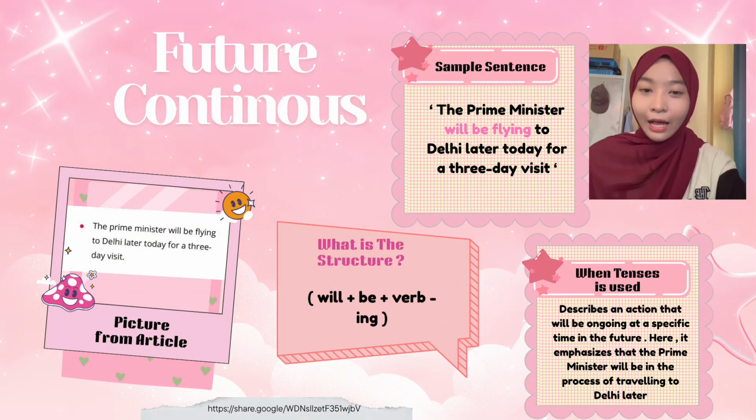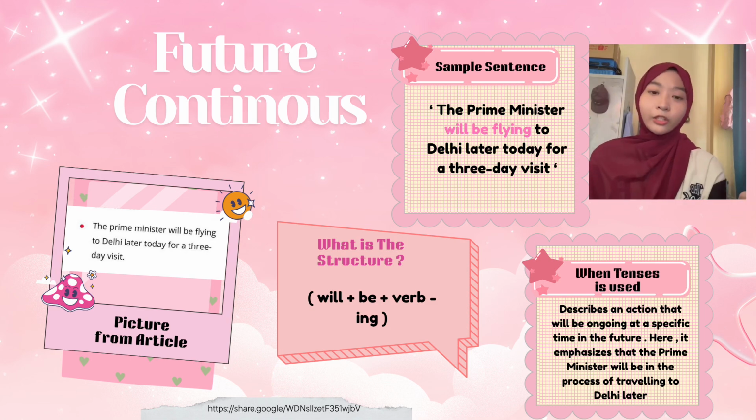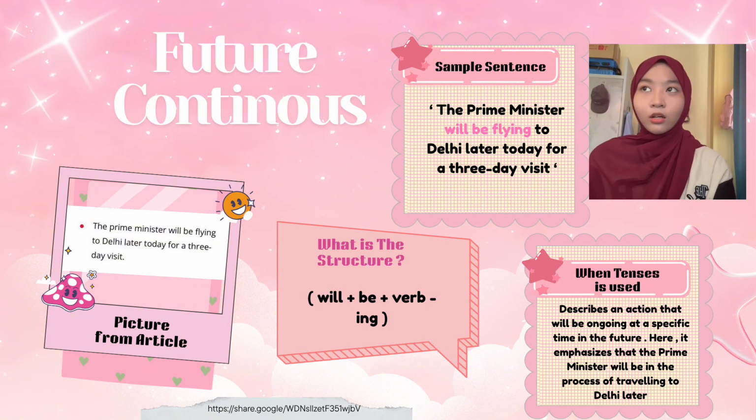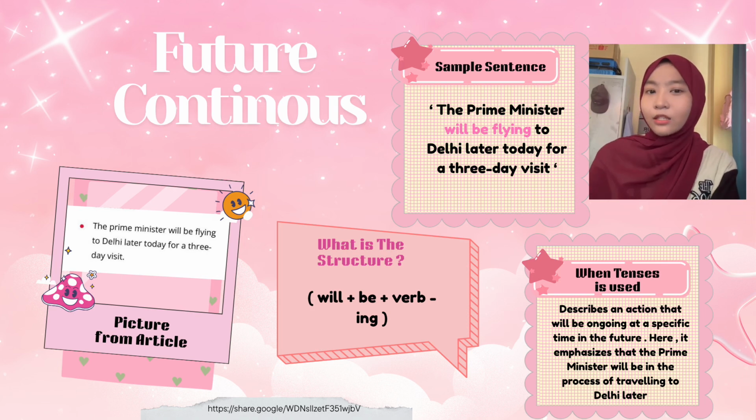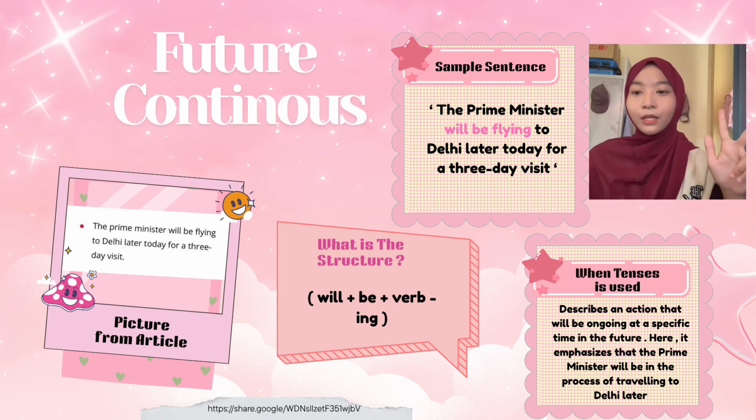Now, I'm going to explain the future continuous tense. Future continuous is a tense that we use to describe an action that will be happening at a specific time in the future. Let's look at the structure. The structure of the future continuous tense is subject plus will plus be plus verb-ing.